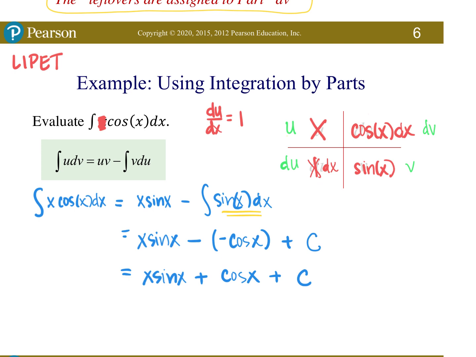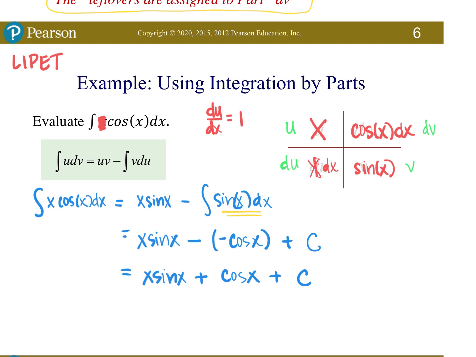All of this is the antiderivative of what we started with. How would you check it? If all of this is the antiderivative of this, can you take the derivative? If you took the derivative of this, where should you end up back again? You should end up back here.